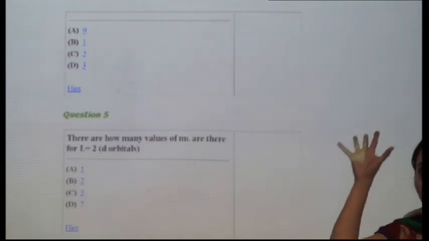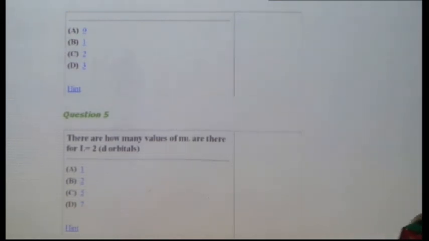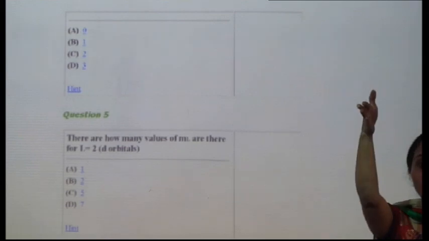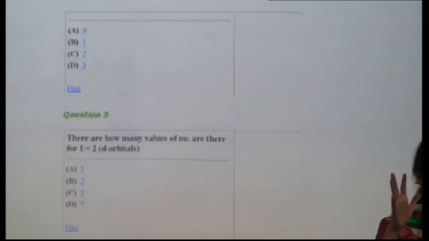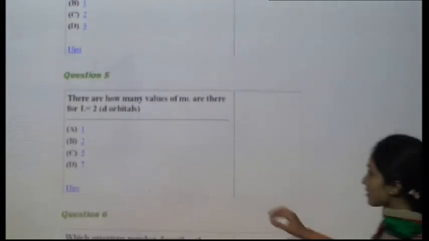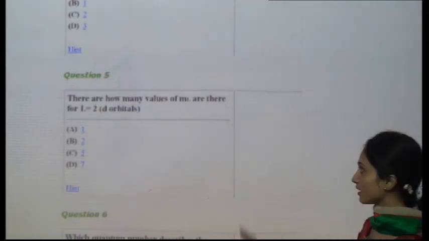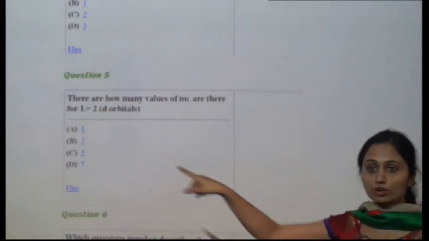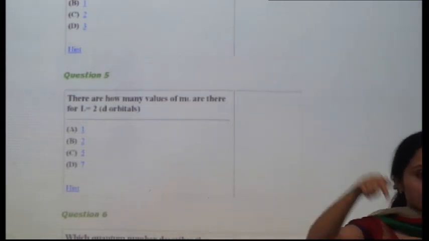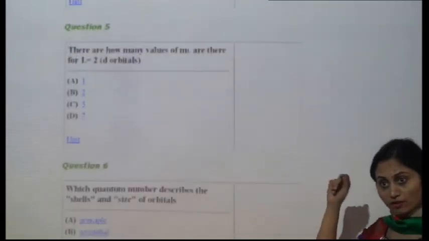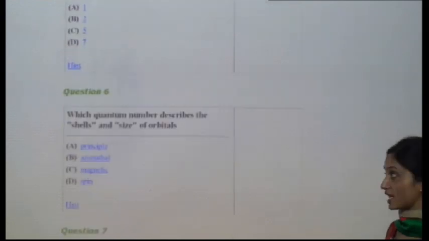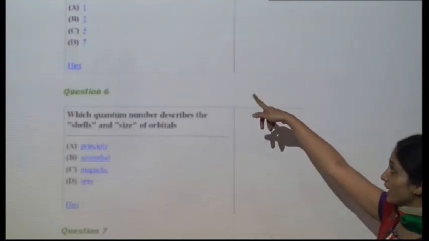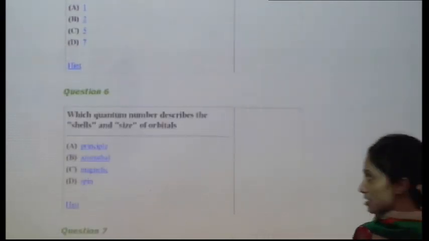All of you should be answering. Even if you are just sitting within a room, you should be answering this question. L is equal to 2 means what are the values of m? -2, -1, 0, +1, +2. These questions should be solved within seconds, not even a fraction of a second. So that will be 5, the answer to that question.